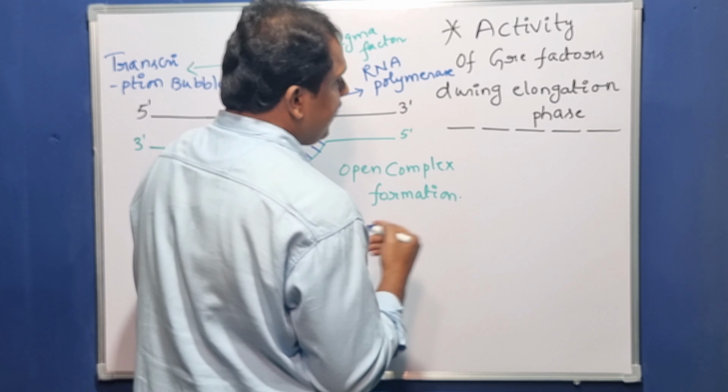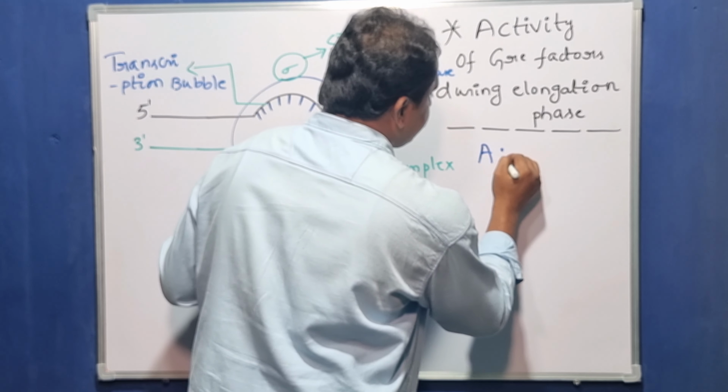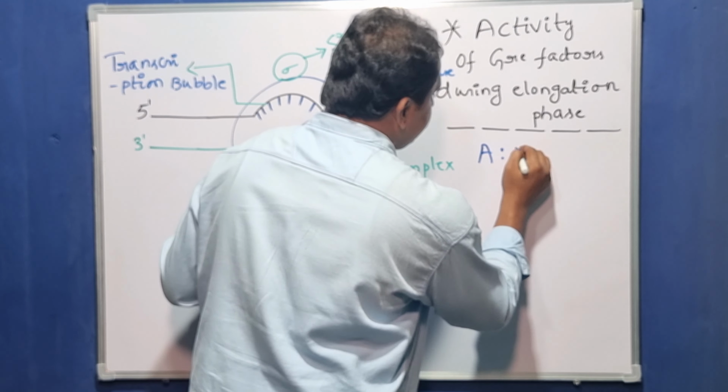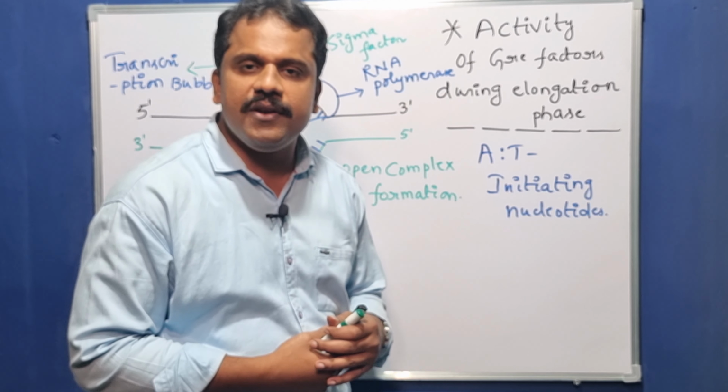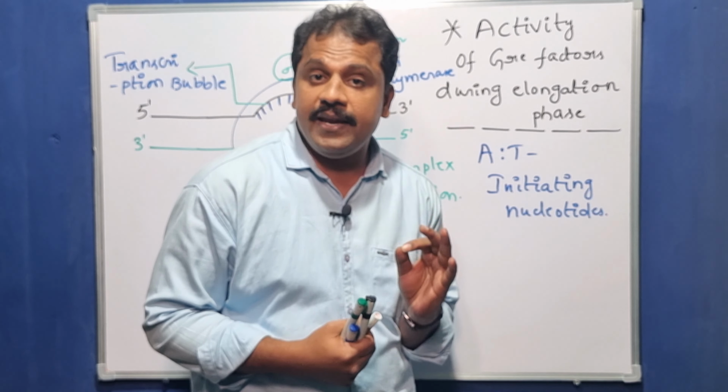What are those? AT as the initiating nucleotides. That means in case of the template DNA, the specific nucleotide should remain as T, and whereas in case of the nascent mRNA, the initiating RNTP should remain as adenosine.